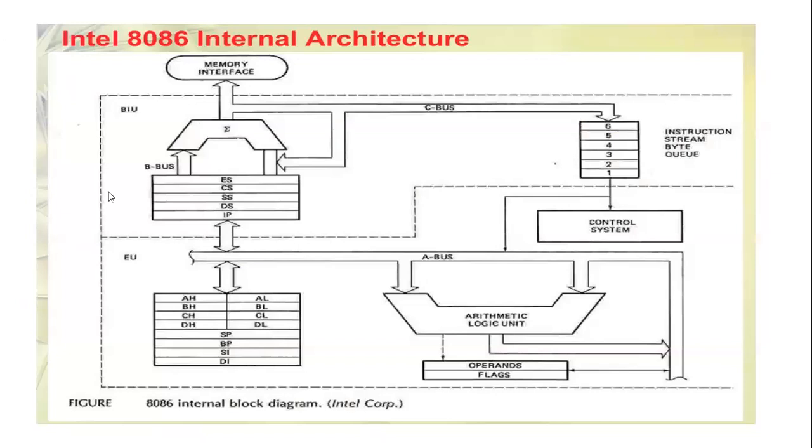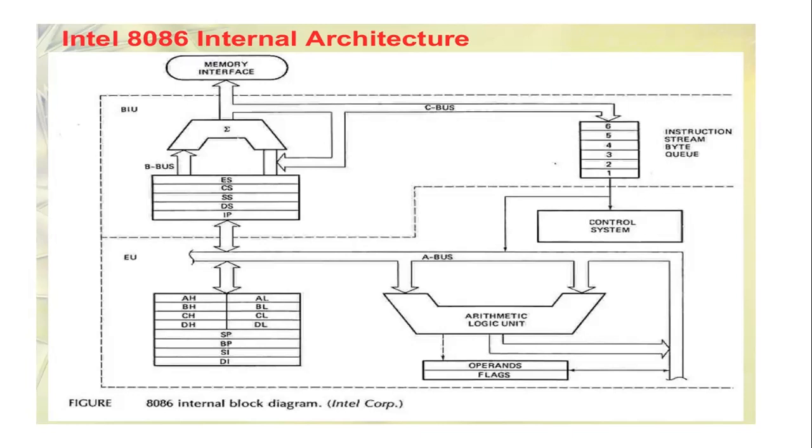Next, this is the internal architecture of 8086 microprocessor. It is basically divided into 2 parts. First is your BIU. BIU is bus interface unit, and EU is the execution unit. The bus interface unit will take care of all data and address transfer on the buses, for the execution like sending address, fetching instructions from the memory, and reading the data from the port and the memory, as well as writing data to the port and the memory.